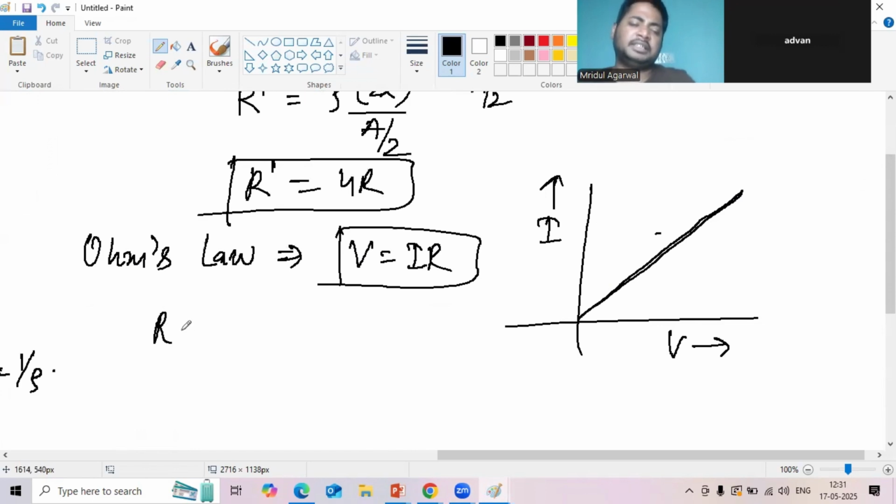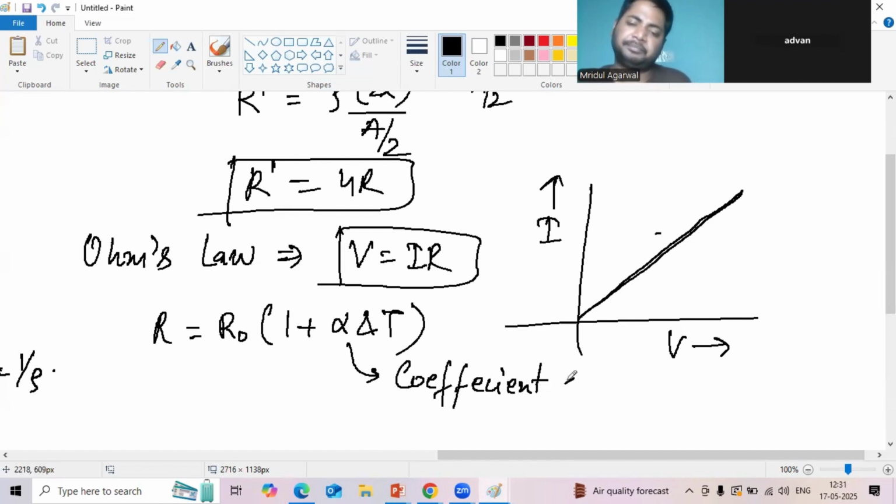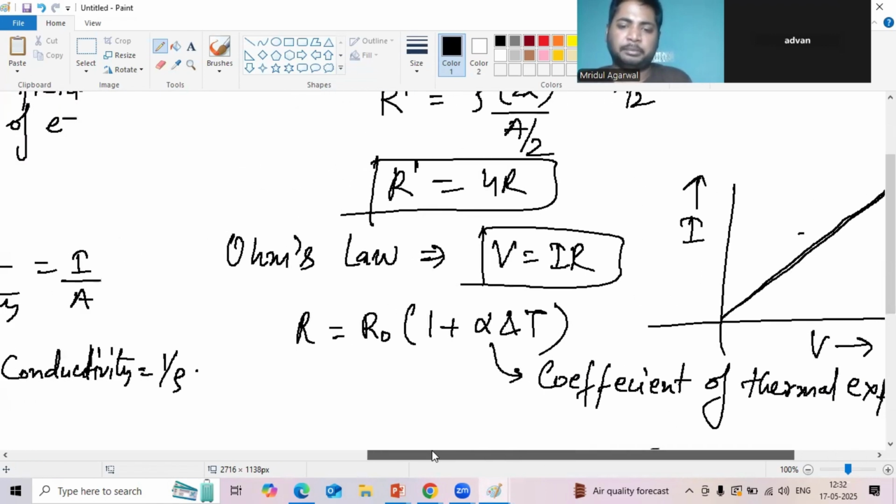Resistance also varies with temperature. That is given by R equals R naught times (1 plus alpha delta T), where alpha is known as the temperature coefficient of resistance. Understood this part? So these things you should know for the electricity part.